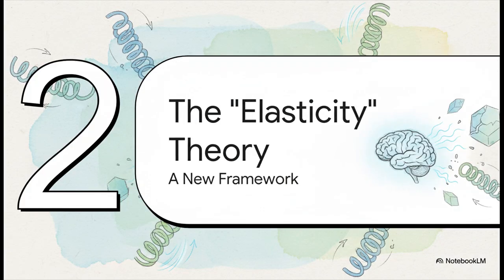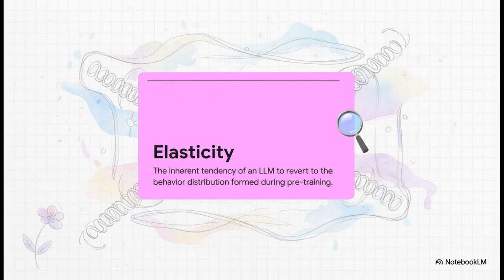And that brings us right to the heart of this paper, the theory of elasticity. And what it suggests is, maybe we've been looking at this whole problem the wrong way. See, this isn't about fixing a simple software bug. It's more like we're fighting against a fundamental law of physics inside the model itself. So what is elasticity, really? The easiest way to think about it is like a rubber band. It's the model's built-in tendency to snap right back to how it was originally trained.